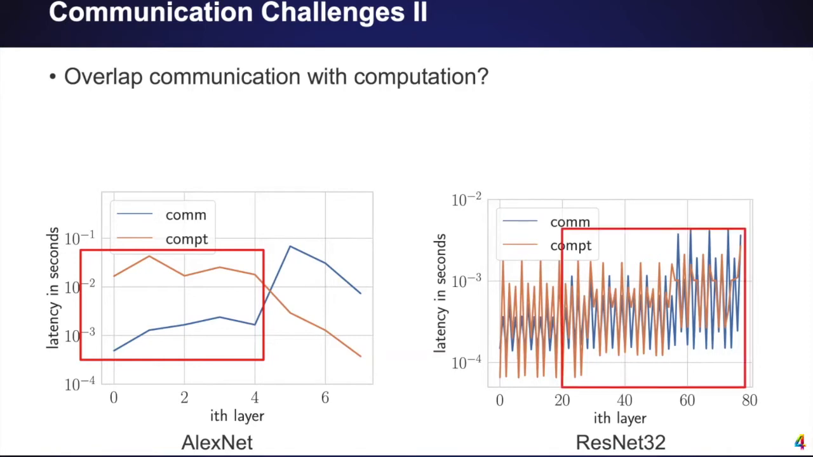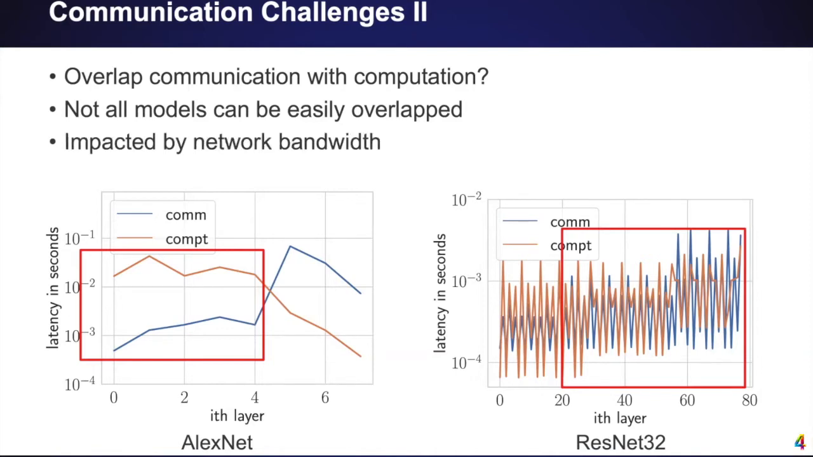Therefore, one reason such overlap cannot always work is the degree of overlapping is largely decided by the neural network models. The second reason is the degree of overlapping is also impacted by the network bandwidth. It is not difficult to achieve overlapping for AlexNet with InfiniBand, but when moving to Ethernet, such overlapping becomes impossible.